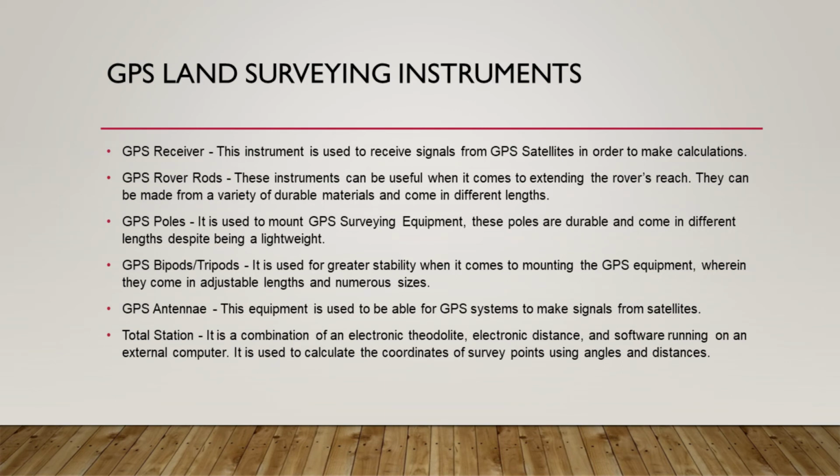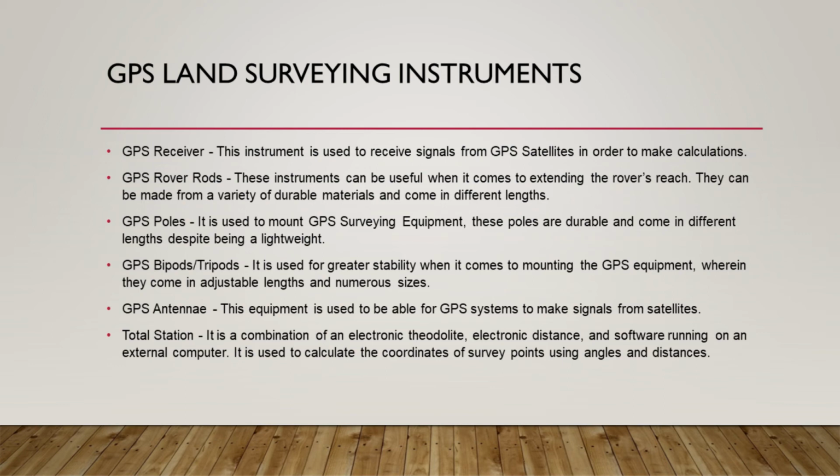The third one is GPS poles. It is used to mount GPS surveying equipment. These poles are durable and come in different lengths despite being lightweight. GPS bipods or tripods. This is used for greater stability when it comes to mounting the GPS equipment, wherein they come in adjustable lengths and numerous sizes. The next one is GPS antennae. This equipment is used to enable GPS systems to receive signals from satellites.